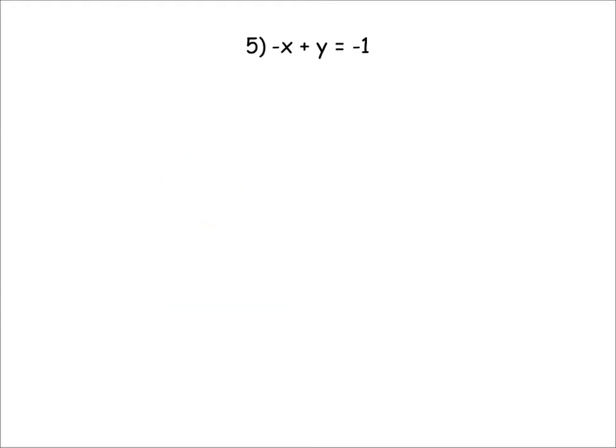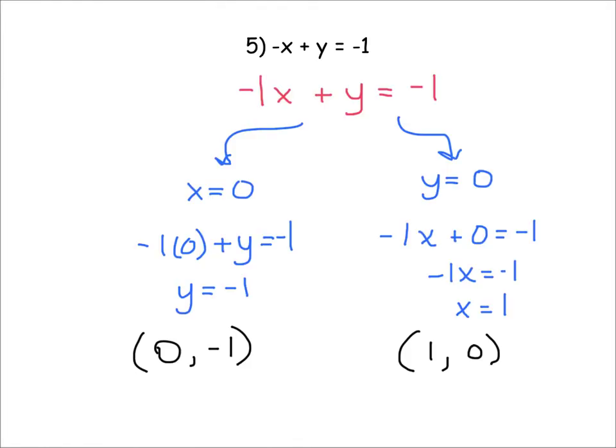Go ahead and do number 5 on your own. All right, I made sure that I had that power of 1 in front of the x, which gave me a negative 1x plus y is equal to negative 1. Then I plugged in 0, and my ordered pair was 0, negative 1. And then for the second equation, I plugged in 0 for y, which gave me x is equal to a positive 1. So my ordered pair was 1, 0.